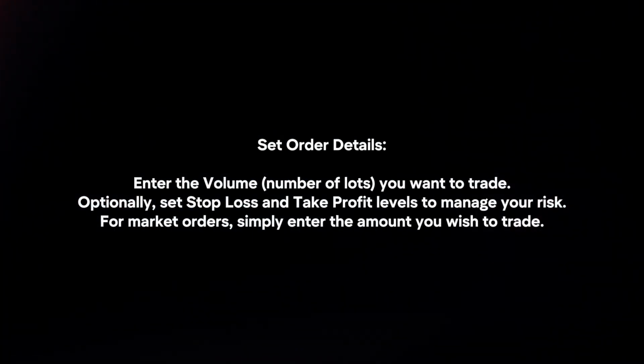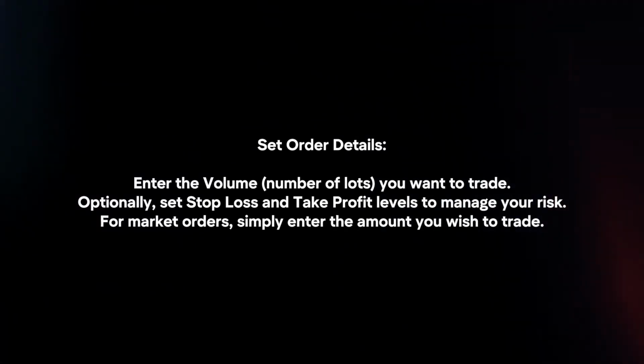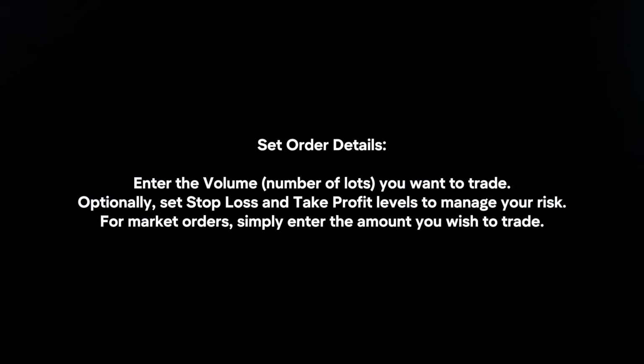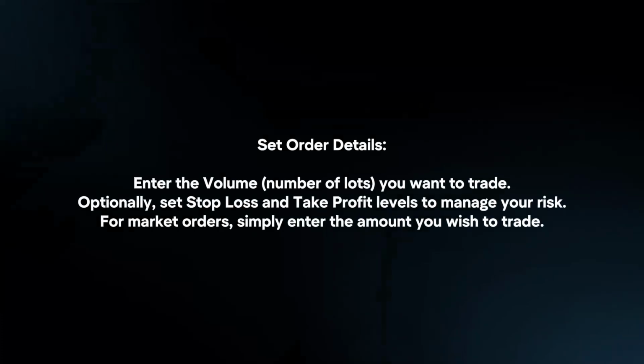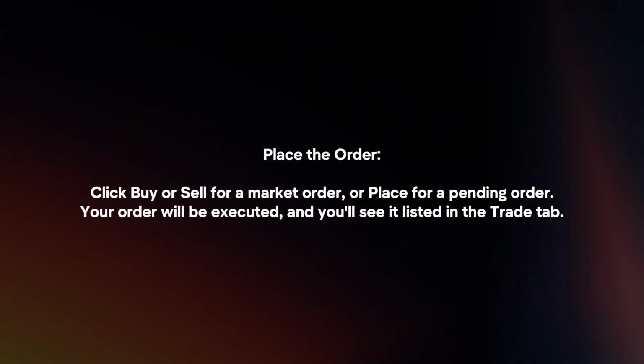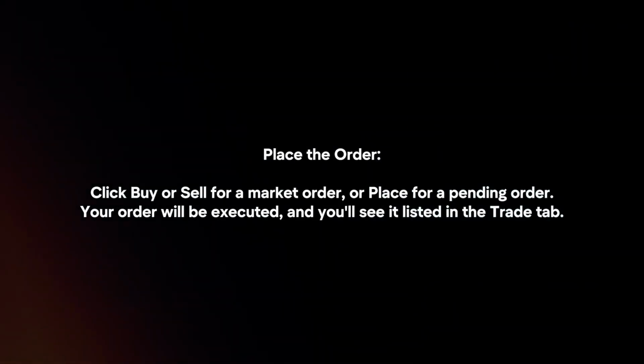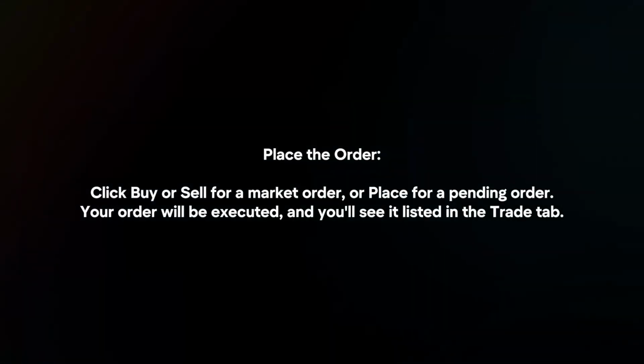Set order details. Enter the volume you want to trade. Optionally, set stop loss and take profit levels to manage your risk. For market orders, simply enter the amount you wish to trade. Place the order. Click buy or sell for a market order or place for a pending order. Your order will be executed and you will see it listed in the trade tab.